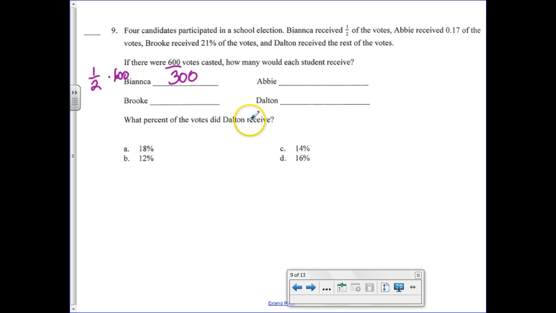So there's Bianca's amount. Brooke gets 21%. If you take 21% of the 600 votes, you'll see that she gets 126. Abby received 17 hundredths of the votes, and that gives us 102. Last but not least, how much does Dalton get? Well, you could either add these three numbers up and then subtract from 600, and that would tell you how much it is. So we could certainly do that.